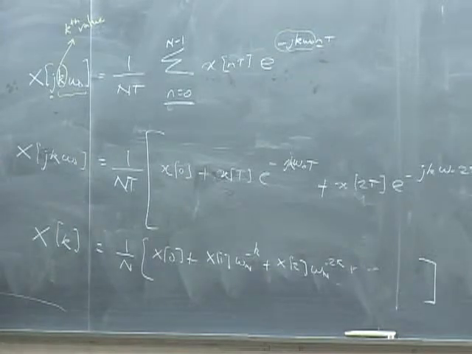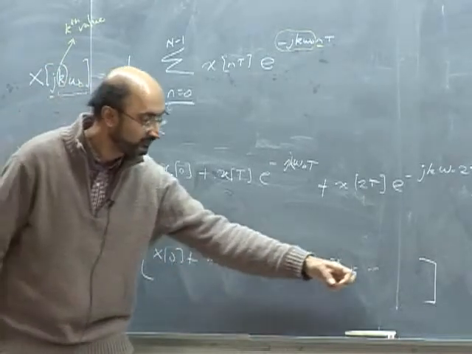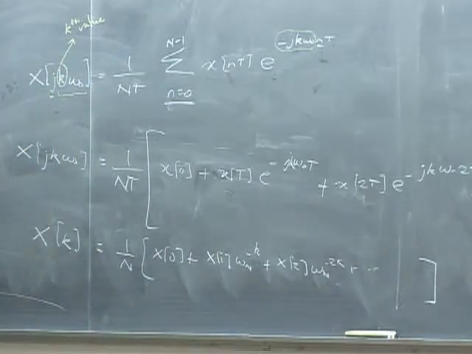All we've done is to simplify it and say that xk, the k term, is 1 over n times x0 plus x1 omega n to the minus k, omega n to the minus 2k, etc. Okay, so any questions about this so far?